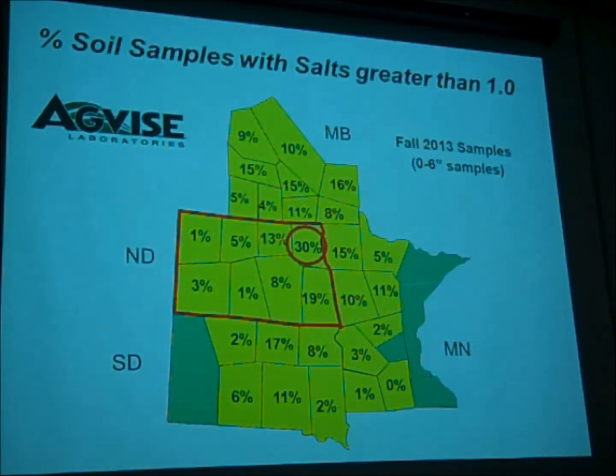Salinity, Greg talked about that a little bit this morning. This is the sweet spot, or sour spot, depending on how you want to phrase it. 30% of the samples in this area of North Dakota have a salt higher than 1, which would cause trouble for soybeans, lentils, peas, things like that. But that's actually gone down considerably from the year before.